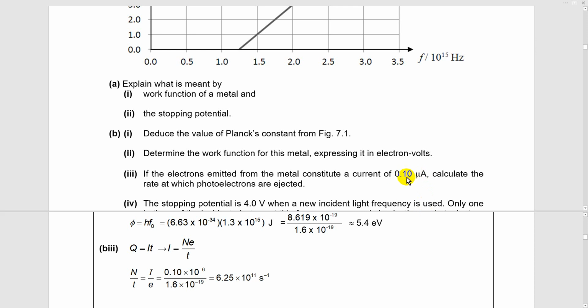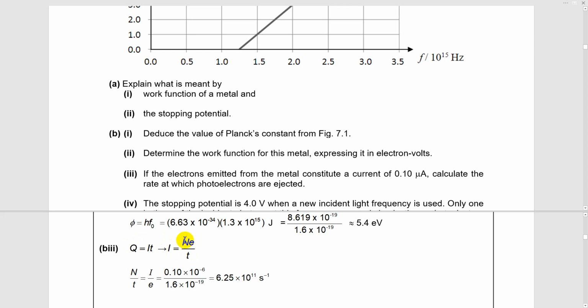When you're given the current, yes, you can find the number of electrons per second for that current. Well, we have Q equals It. Q is the total charge that moves, but the charge is made of electrons. So the charge is equal to the number of electrons times the electron charge. So I equals Q over t, which is equal to Ne over t. N over t is the number of electrons per second, which is what we want to find.